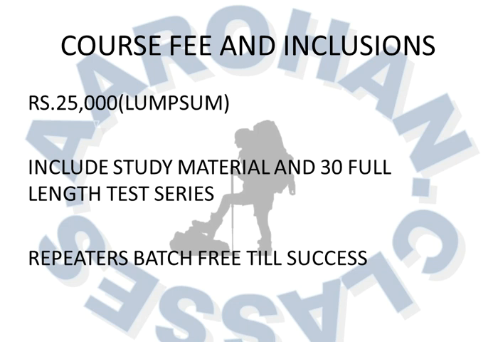Now coming to the course fee and the inclusions in this batch: 5,000, that is a lump sum payment, one time you have to pay. It includes study materials and the test series, which is basically 30 full-length tests on history optional. Another important thing is that the repeaters batch is free till success.